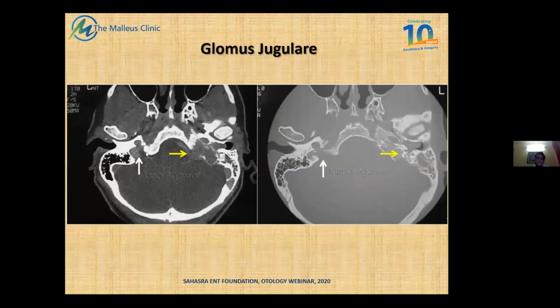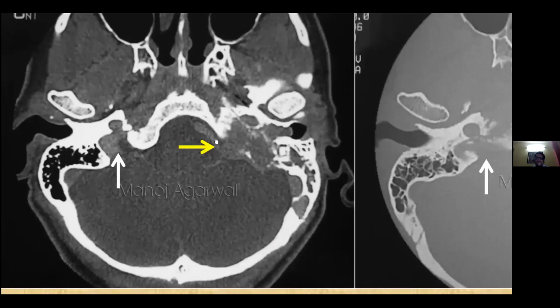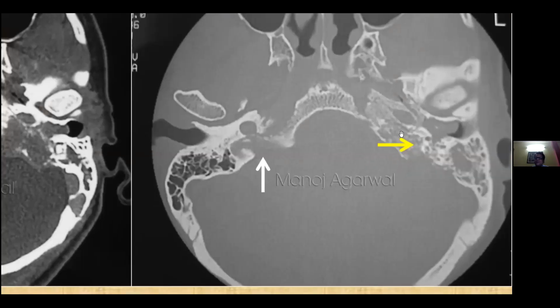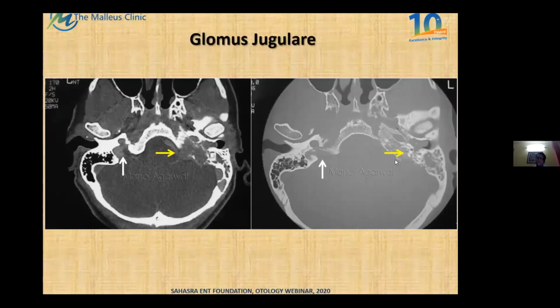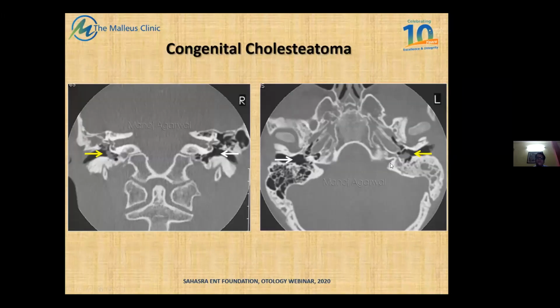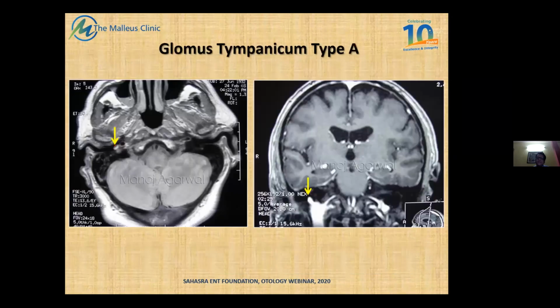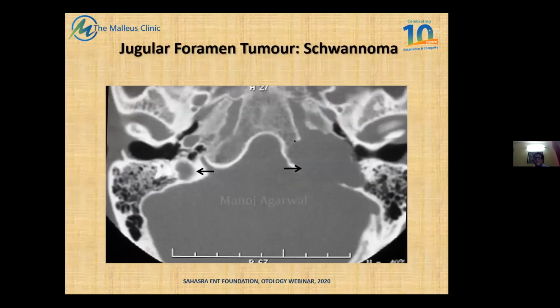Okay, unlike the glomus, you can see these intralesional spiculations here. So once again, the salt and pepper appearance. Now we compare the salt and pepper appearance of the glomus with this particular tumor. It's much more smoother.